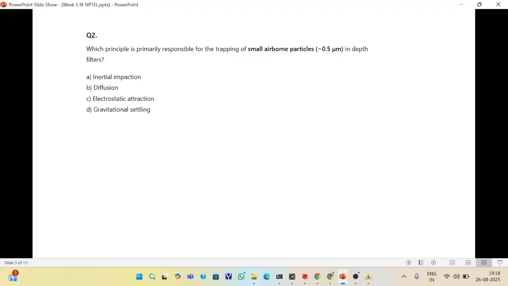Which principle is primarily responsible for the trapping of small airborne particles in depth filters? A, inertial impaction; B, diffusion; C, electrostatic attraction; D, gravitational settling. Start answering.